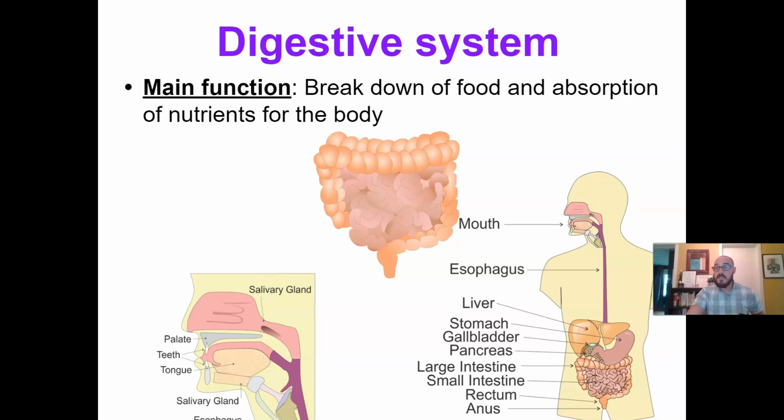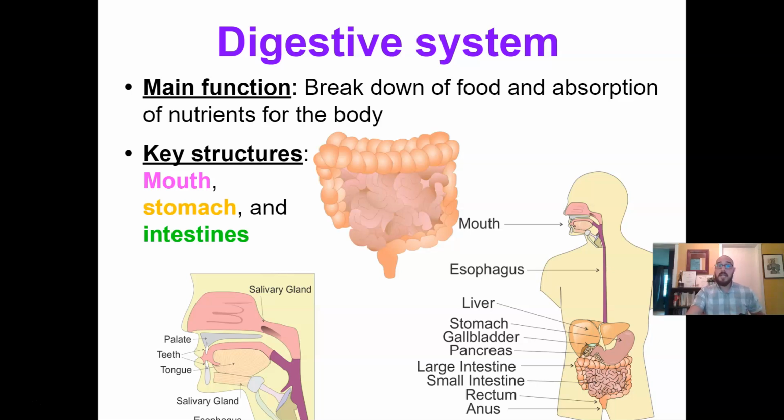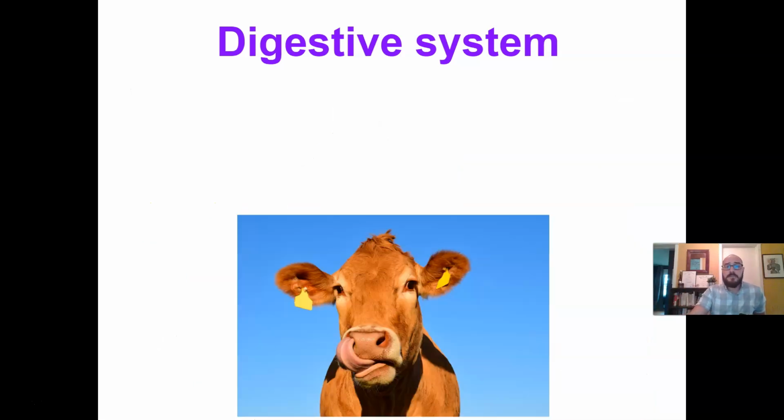Digestive system, what's its main purpose? Well, to break down food and absorb nutrients for the body. So your body needs to get those macromolecules we talked about to build all of this stuff. So it needs fats, it needs sugars, and it needs protein. And how does it get them? Well, you eat food, you break those down, then your body absorbs them in your blood, and your blood transports them to where they need to go.